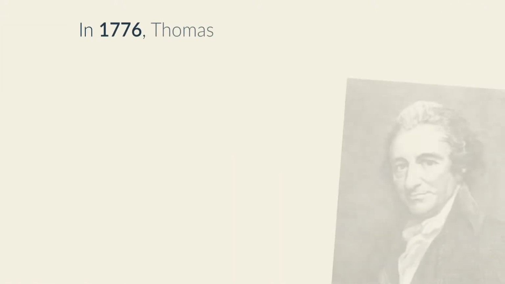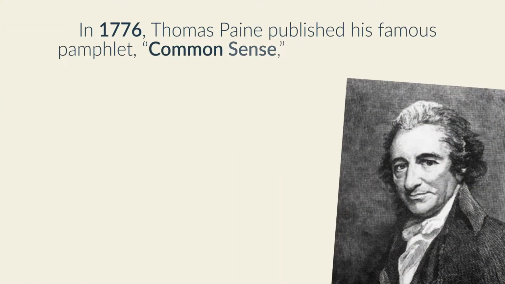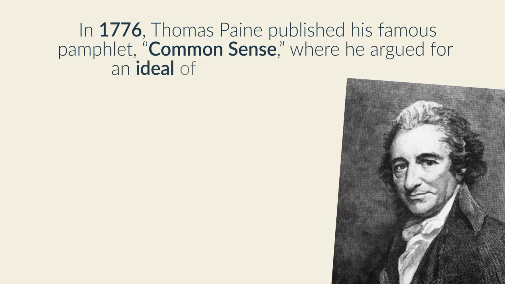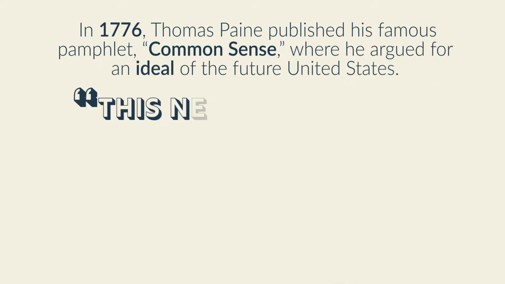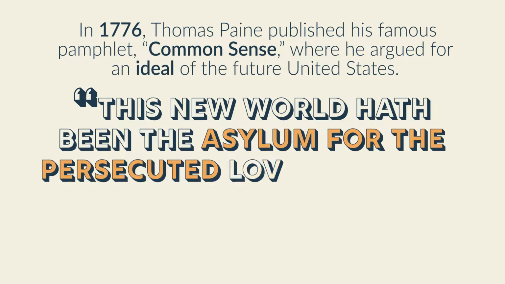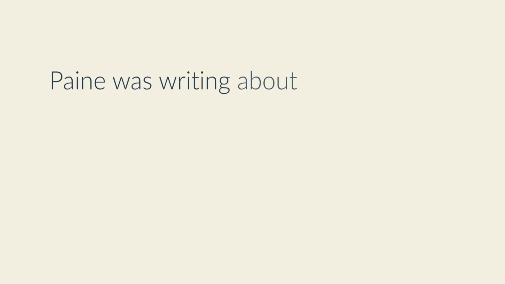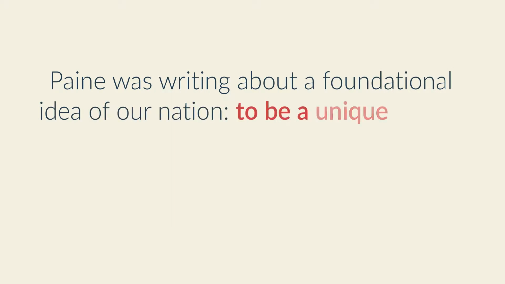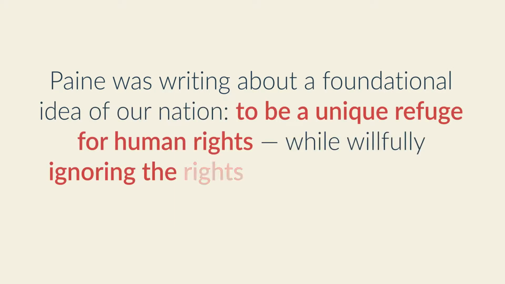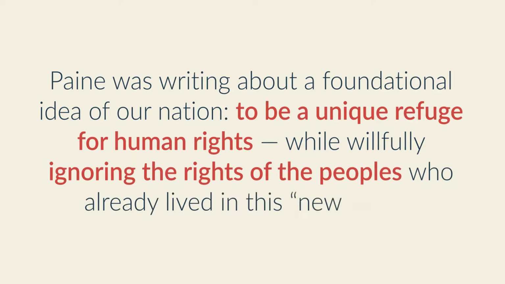In 1776, Thomas Paine published his famous pamphlet, Common Sense, where he argued for an ideal of the future of the United States. "This new world hath been the asylum for the persecuted lovers of civil and religious liberty from every part of Europe." Paine was writing about a foundational idea of our nation, to be a unique refuge for human rights, while willfully ignoring the rights of people who already lived in this new world.